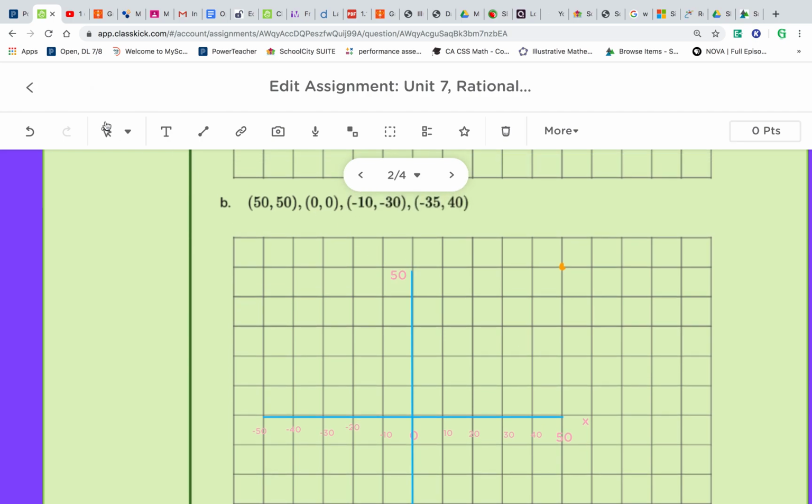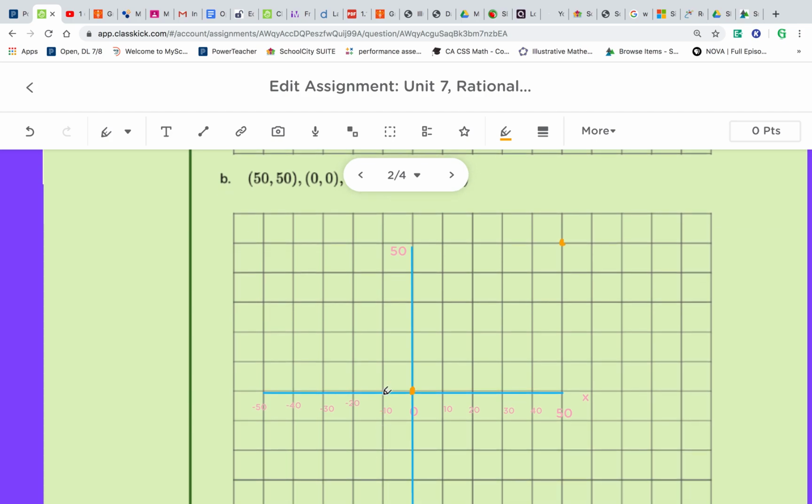0, 0. This one's very easy if you know where it is. 0, 0, you don't go anywhere. You go over nothing and you go up and down nothing. It's right on the origin. Negative 10, negative 30. You're going to go over to negative 10 and then down to negative 30. So let me go down here. Over to negative 10, negative 10 on the y-axis, negative 20, negative 30. Right here is going to be that point.